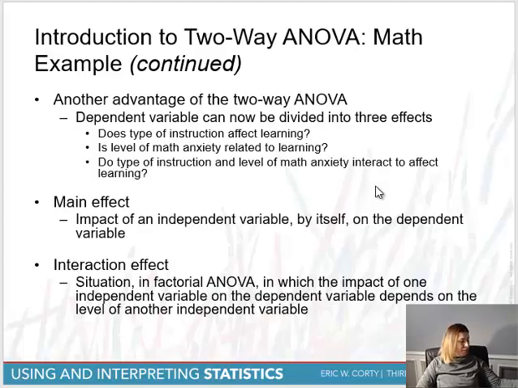The second thing that you look at is an interaction, and the interaction is simply the combined effect of your independent variables. In this example, we only have 2 independent variables to combine, so our interaction is simply looking at whether there's a unique effect of instruction and anxiety on learning.